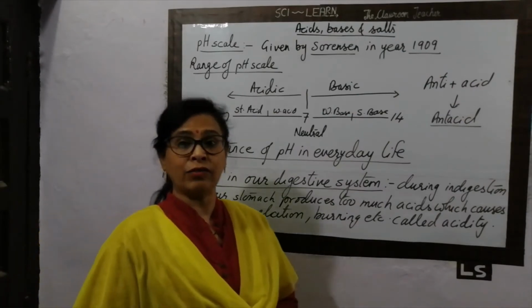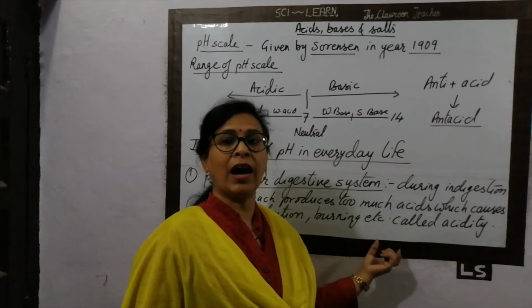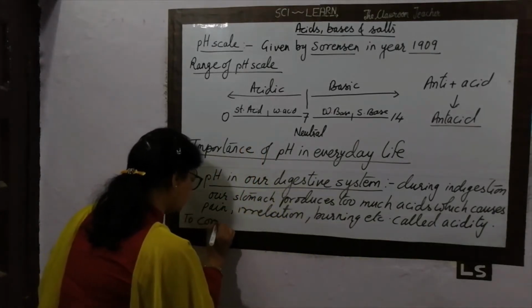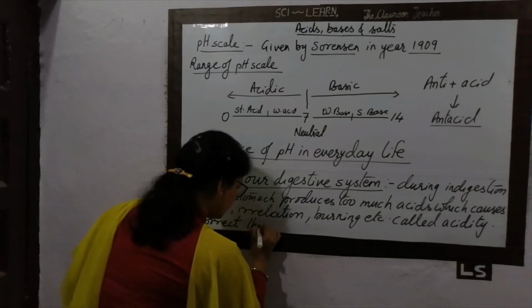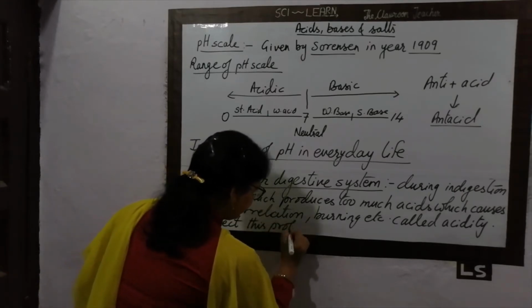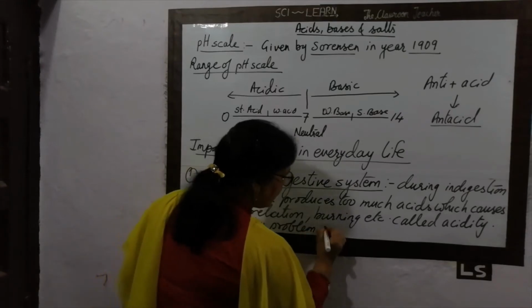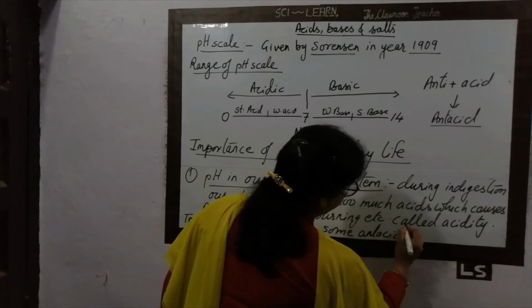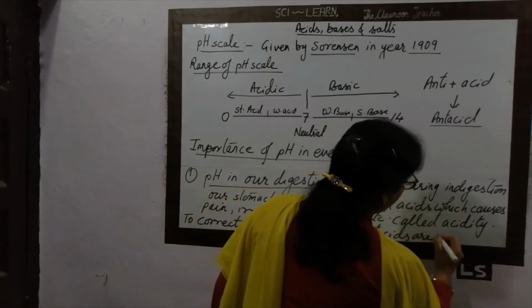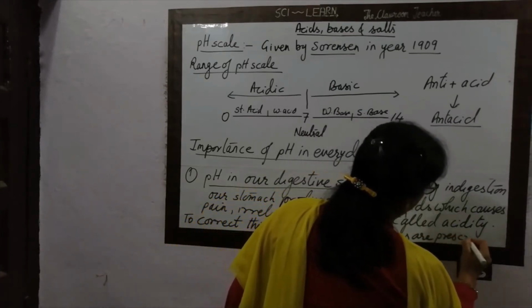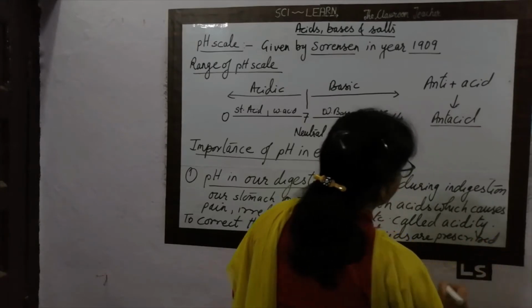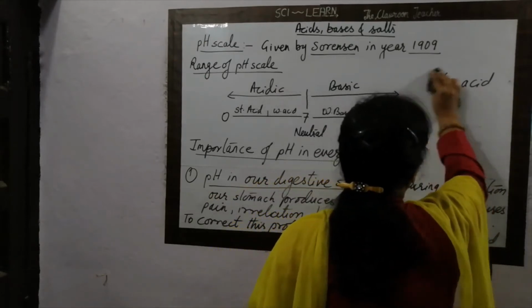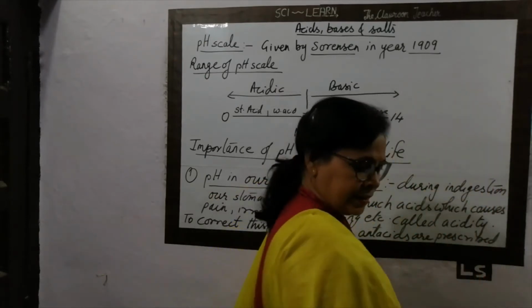So what do we have to do to correct this problem? We have to use antacid to correct this problem. Some antacids are prescribed. Now what is antacid? Antacid is a chemical which acts against acid.